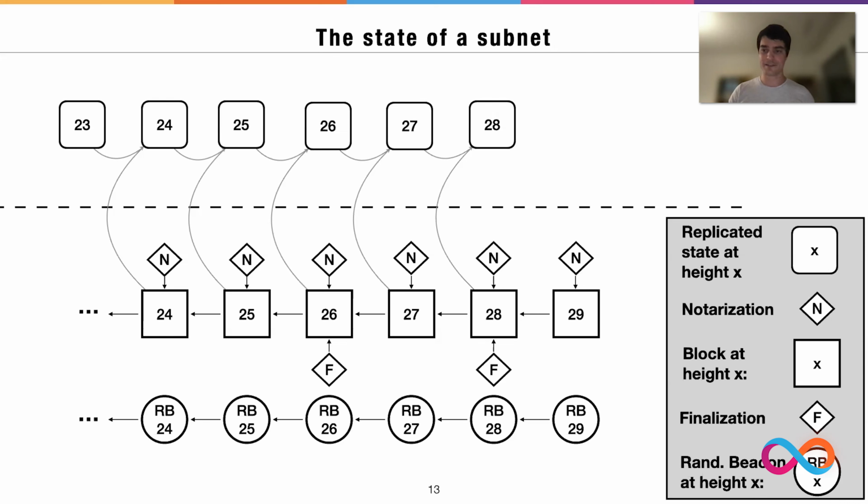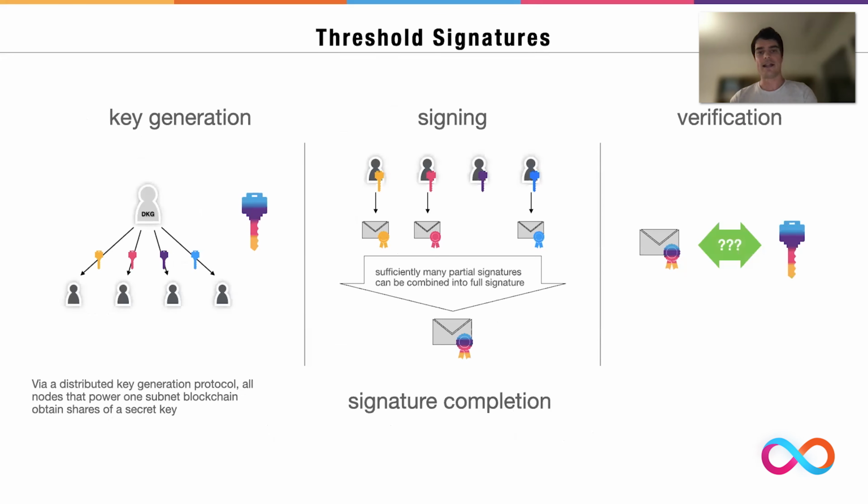Since this talk is about randomness, this sounds like a promising lead to look into. So let's look a little bit deeper into the random beacon. And to do that, we first look at threshold signatures. Threshold signatures are very special cryptographic signatures with very special key material.